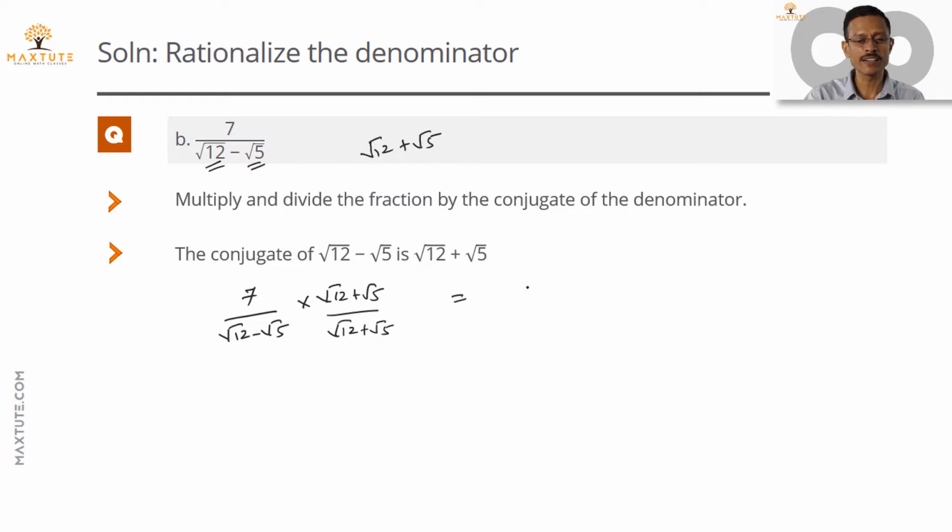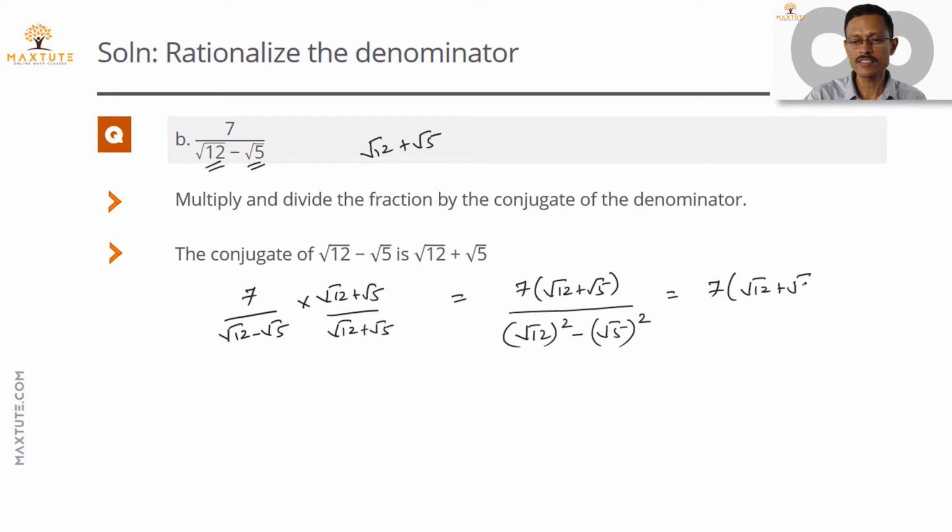The numerator of this product is going to be equal to 7 into root 12 plus root 5. The denominator resembles the form x minus y into x plus y, which is x square minus y square. X square is root 12 square and y square is root 5 square. So what we have is 7 times root 12 plus root 5. The numerator stays intact; we're not doing anything to it. In the denominator, root 12 square is 12 and root 5 square is 5. So the denominator is 12 minus 5, which is 7.